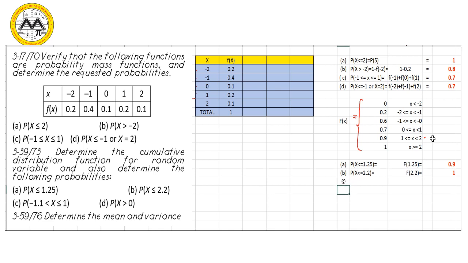Letter C. For letter C, we're looking for the probability that x falls in between -1.1 and x less than or equal to 1. So this is F of 1 minus F of -1.1. What is F of 1?